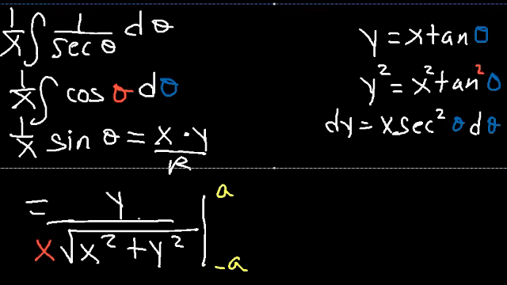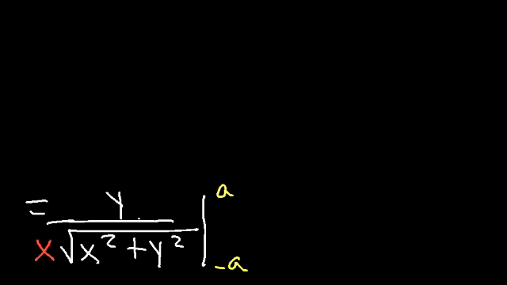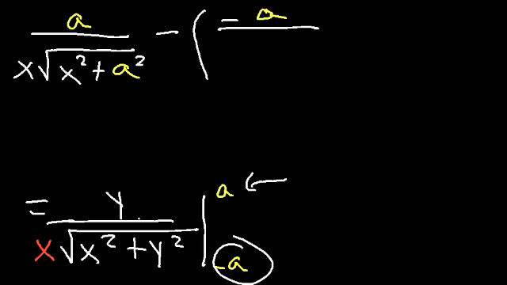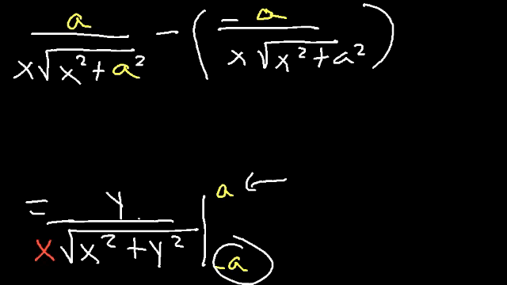So what can we do at this point? How do we evaluate it from negative a to a? Now keep in mind, y is the variable, not x. X is a constant. So we need to replace y with a. So let's plug in the top part first. So it's going to be a divided by x times the square root of x squared plus a squared, and then minus, now we can plug in this one, negative a over the same thing, x square root x squared plus a squared. A minus negative a is basically a plus a, which is 2a. We can add the numerators because they have the same denominator.